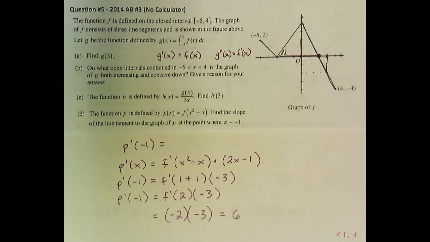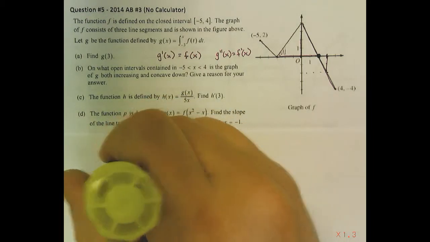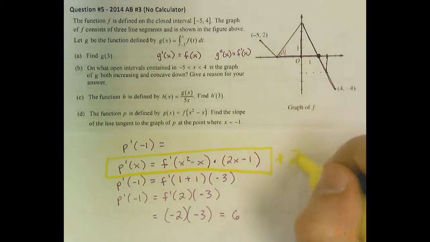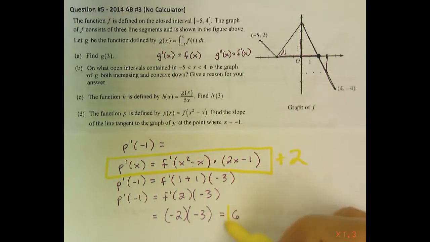Okay, and this is worth 3 points. Again, the symbolic part of finding the derivative of p is worth 2 points, and then the third point comes from finding the correct numeric answer.